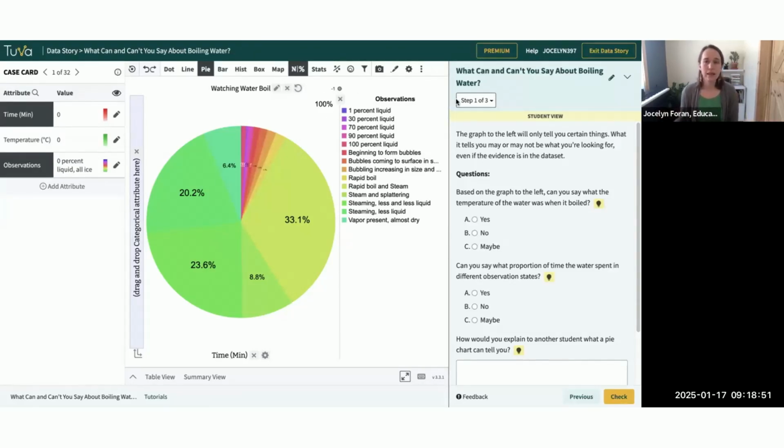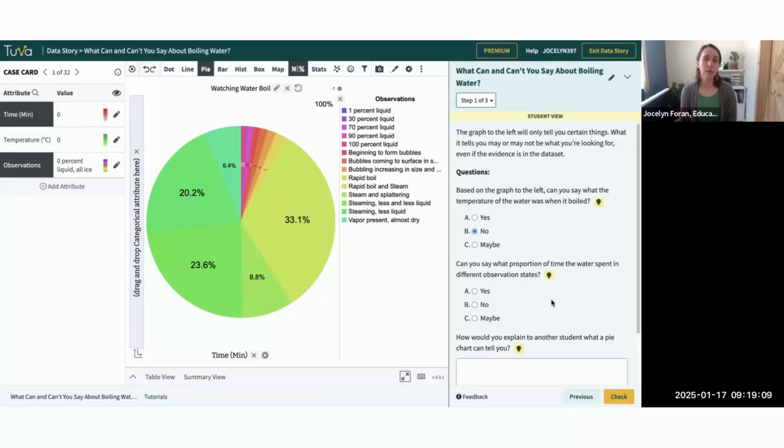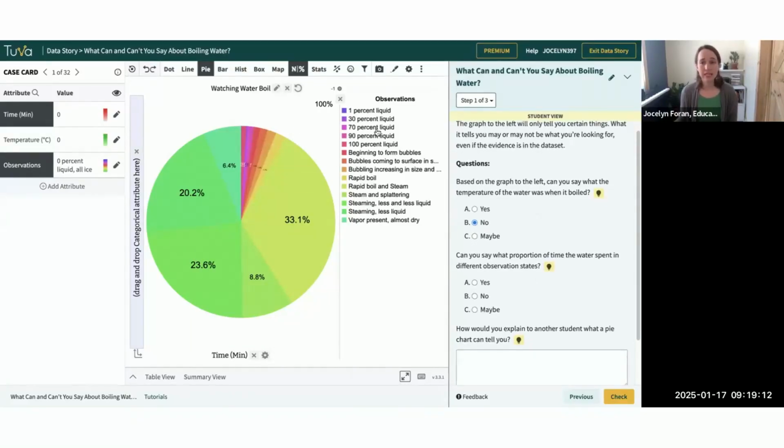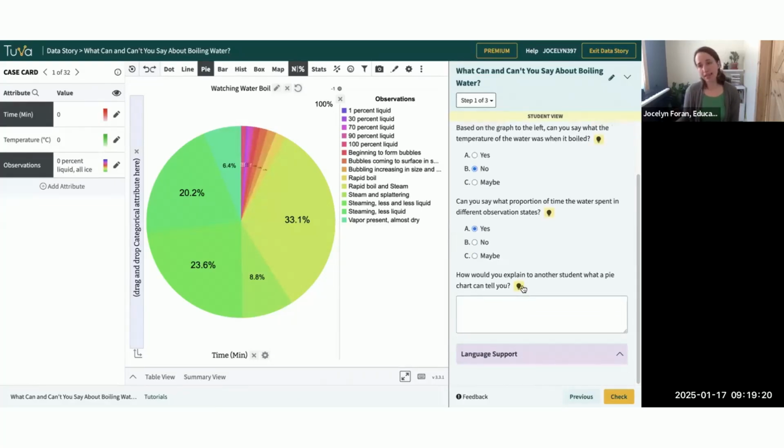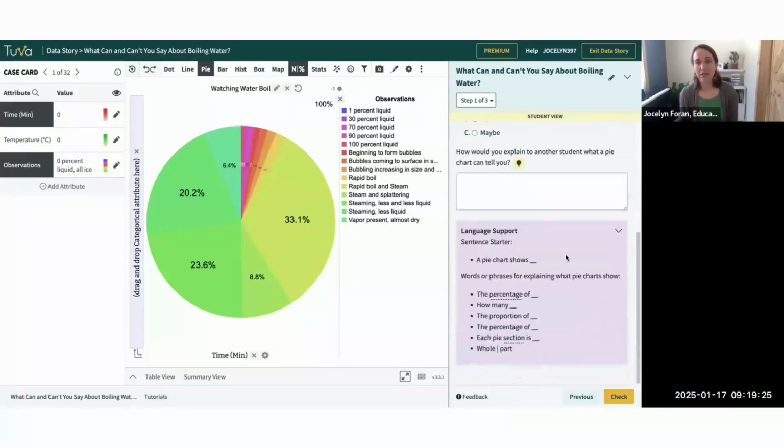So let's take a look at step 1 as an example. It asks students to look at this pie chart over here on the left and decide if it can tell us what temperature the water was when it was boiled. The answer is no. There's no temperature information on here. And then it also asks if it can tell us what proportion of time the water spent in each of the observation states. The answer to that question is yes. And then at the bottom, it asks students to explain to another student what a pie chart can tell you and provides some language support for students if they need it.